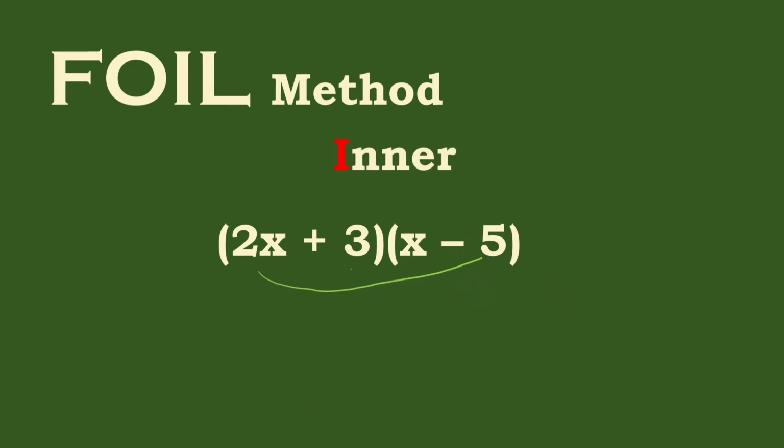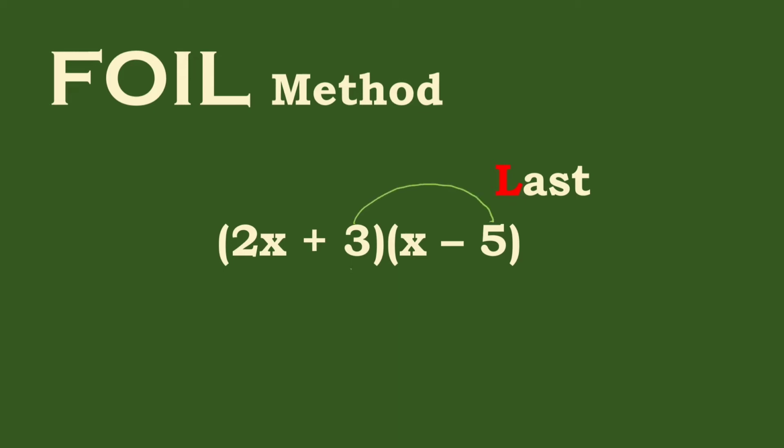And then we have letter I in the FOIL method, that means inner. So the inner terms are 3 and x. And then L stands for last. So the last terms in this example are positive 3 and negative 5. So that is the FOIL method: first, outer, inner, and last.